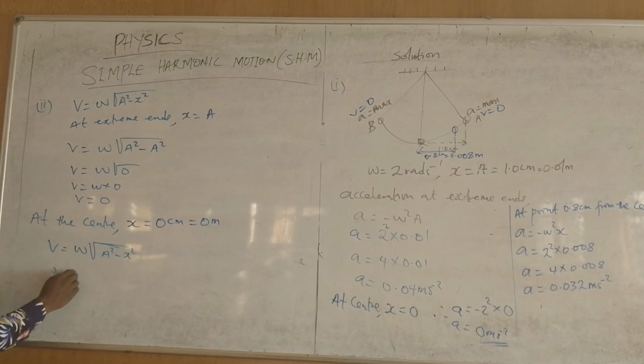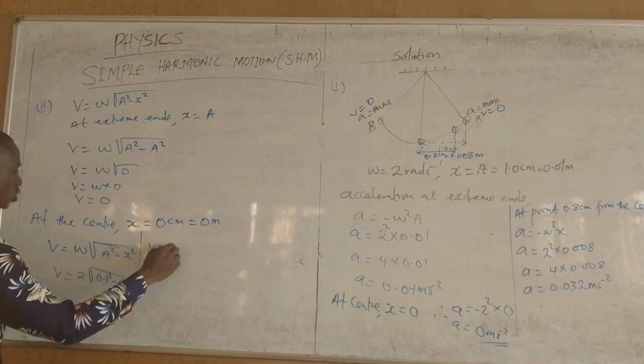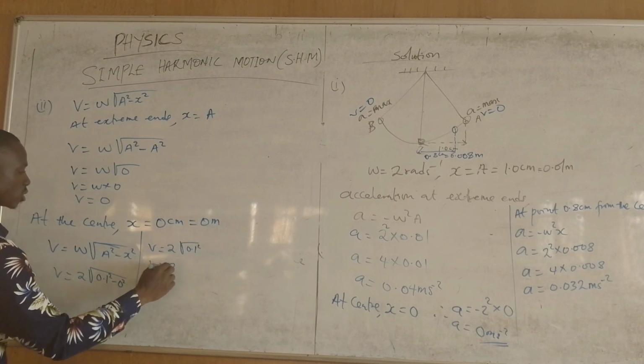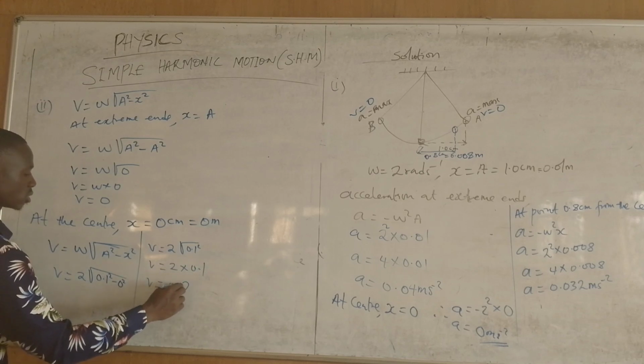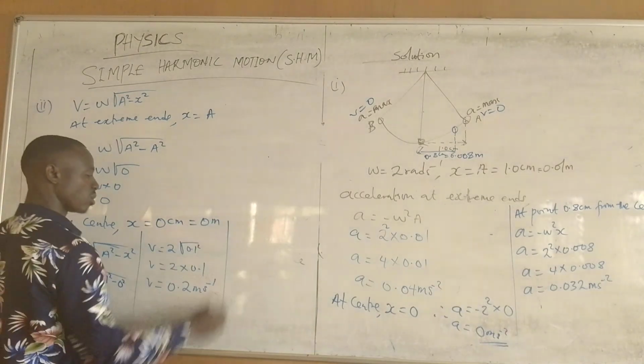So V will now be equal to, what's omega? 2 root, what's A? 0.1 squared, then minus x, which is 0 displacement. So V equals 2 root 0.1 squared. V equals 2 times 0.1. V equals 0.2 meter per second. So it's at the center that this formula is applicable.